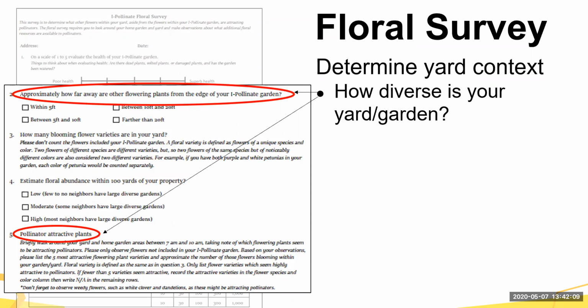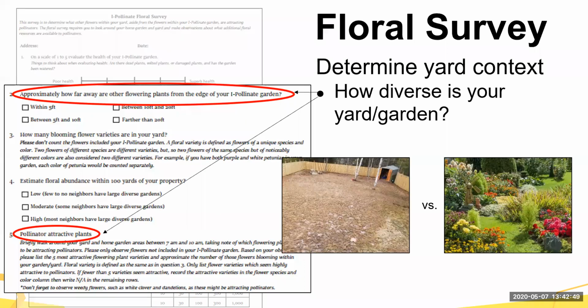Next, we're interested in determining the context of your personal yard and any gardens that you have. So we ask 2 questions here. First, approximately how far away are other flowering plants from the edge of your I-Pollinate garden? And secondly, we're interested in other plants that you have in your garden that are not part of your I-Pollinate research garden, but other plants that are seemingly attractive to pollinators. And the reason that we ask this is because it's important for us to know the context of your yard and garden, because perhaps, maybe you establish your research garden in the example photo here on the left.